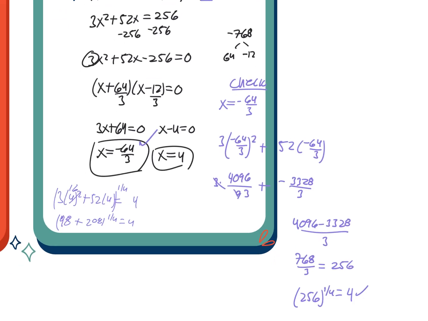All right, and then 208 plus 48 is going to get you 256. And then this does work, right? The fourth root of 256 is 4. All right, so these are both valid solutions.